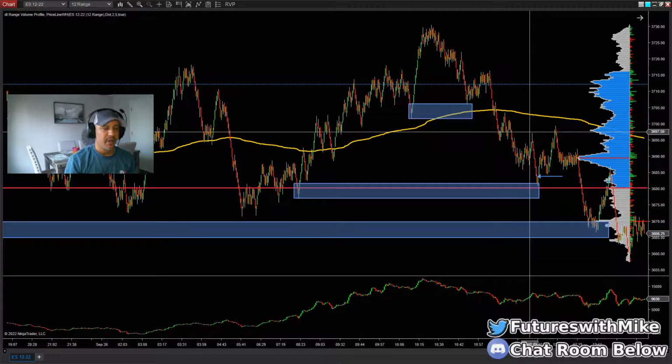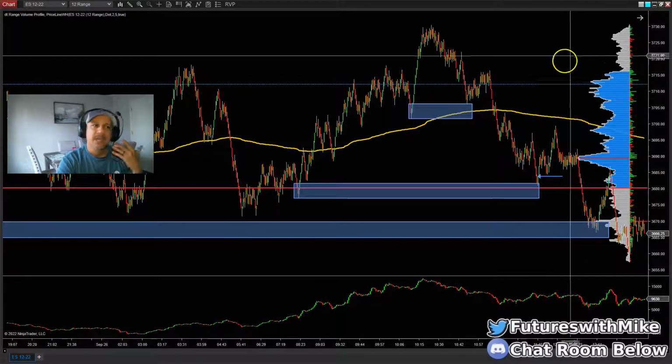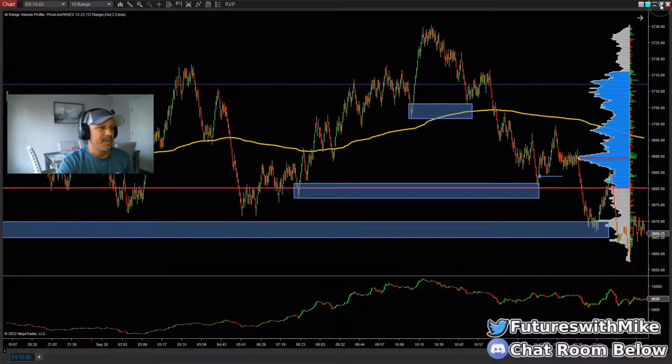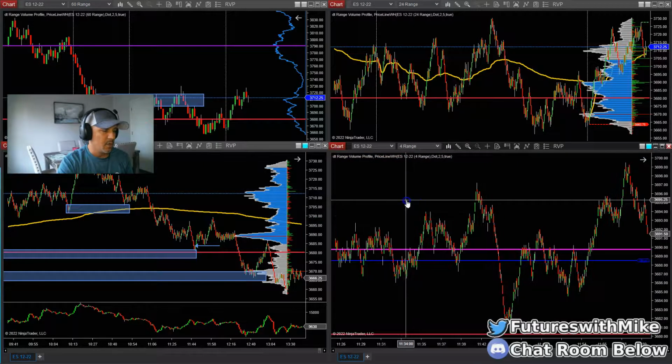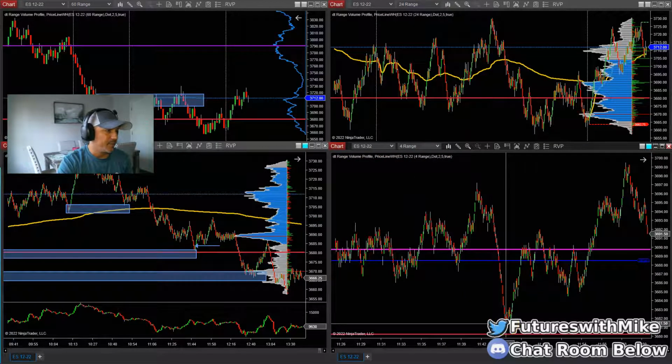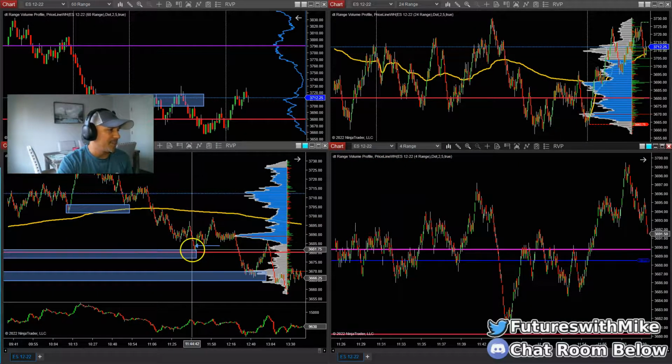To look for that structure break, let's go to it. I'm going to show you that not on all instances will we get that setup, but if you want it, we're going to go to it. 11:45 right here, okay? All right, 11:45 right here. Price tapping into the demand zone.